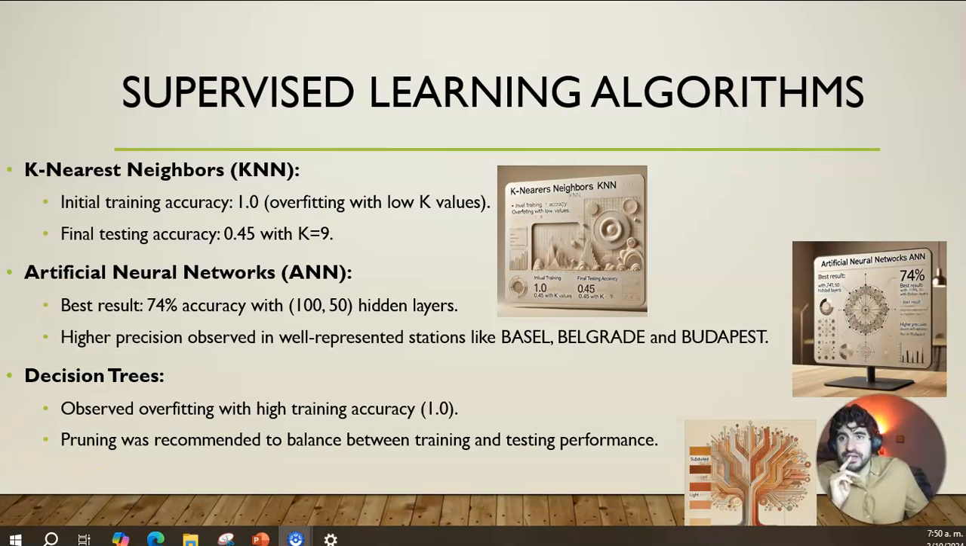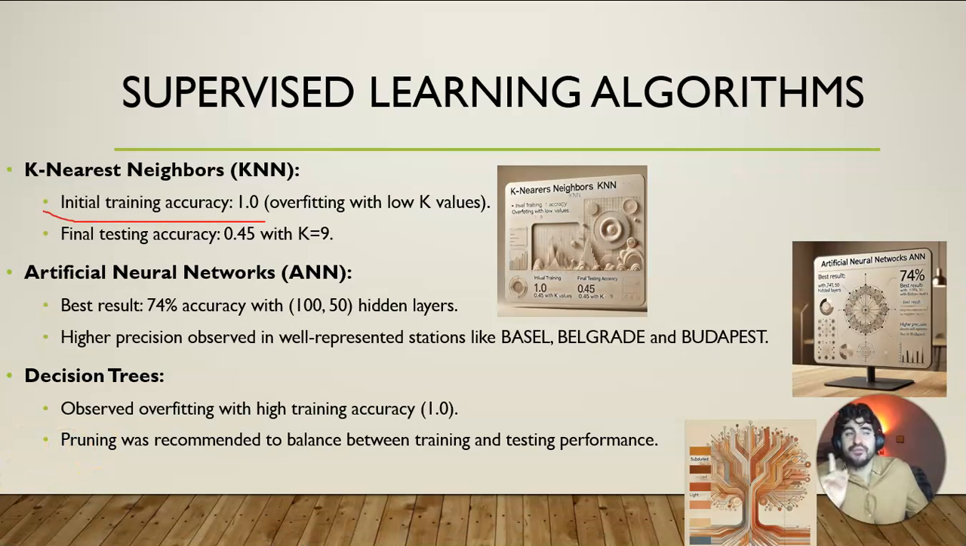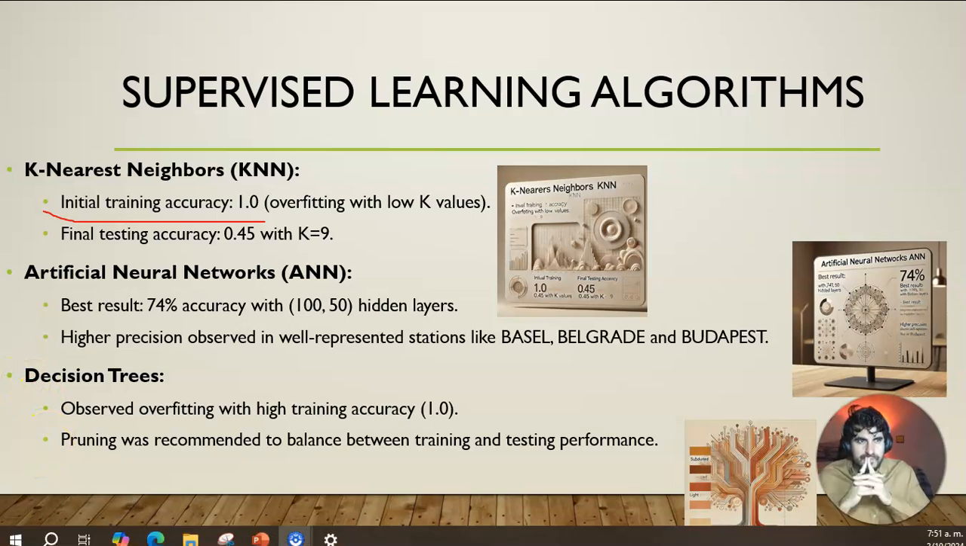In this case, we had an initial training accuracy of 1, which led to overfitting. I tried with different k values, and the final value I chose for k was 9, which led to an accuracy of 45%. I also use artificial neural network, ANN, which is a model inspired by the brain, used for complex classification tasks.